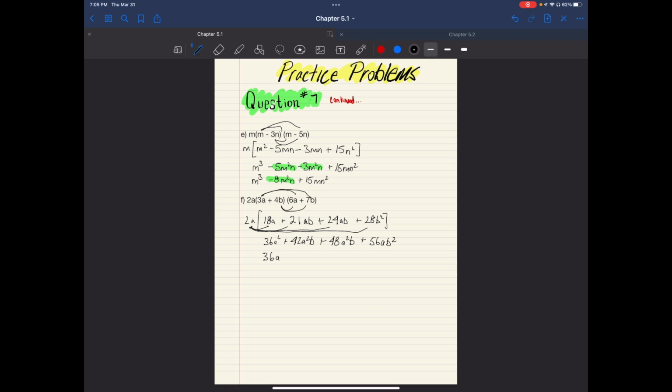36. Oh, I made a mistake. I see now. This first term here should be 18a squared. My apologies. Meaning this becomes a cubed. Okay? 36a cubed plus. We're going to combine these two like terms. That becomes 100a squared b plus 56ab squared.